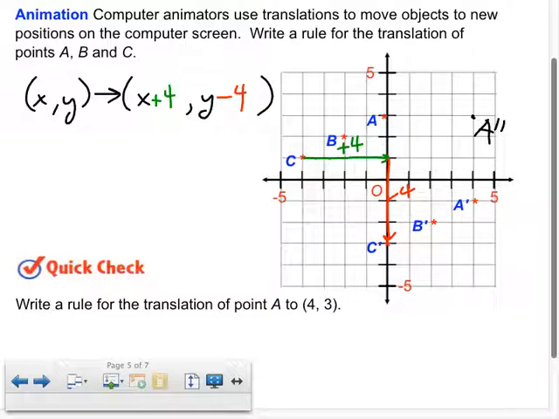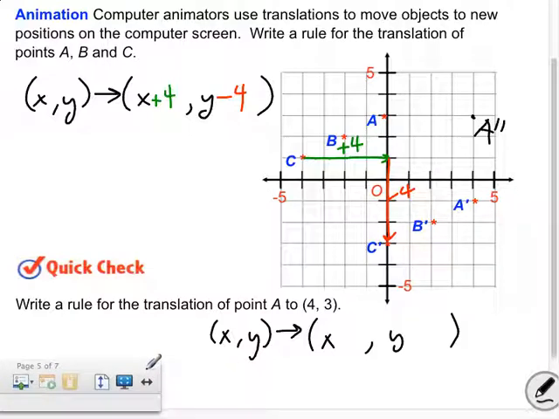What is this translation going to be now? So we're going to start out with X and Y, and then we're going to translate it, and then we ended up with X, comma, Y, and did we modify these coordinates? So if you look for A, what's the coordinate for A? We see that A is 0 and 4, right?